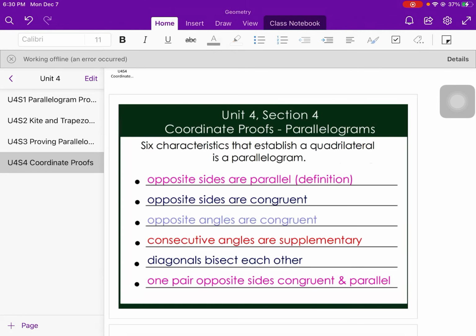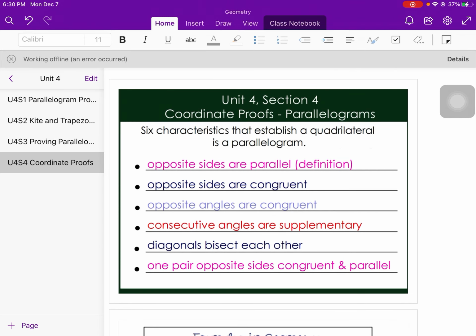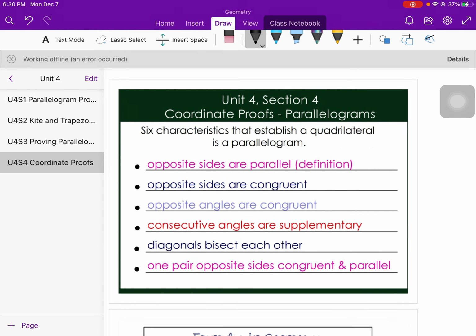Hey guys, this last lesson, Unit 4, Section 4, is going to be kind of a blast from the past because we're going to be using a lot of theorems that we learned in Chapter 1. So it's been a little while since we've used them. Hopefully they'll come back pretty quickly. But we are going to be working with coordinate proofs.